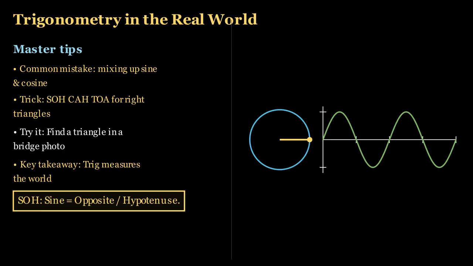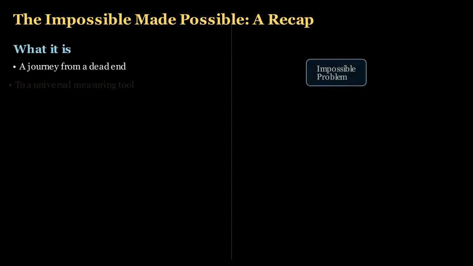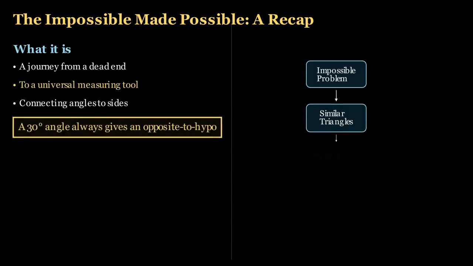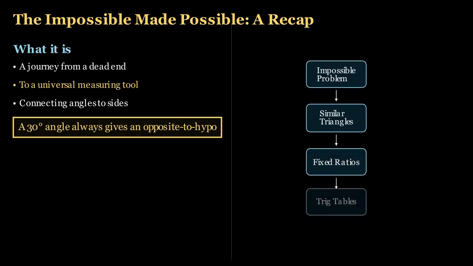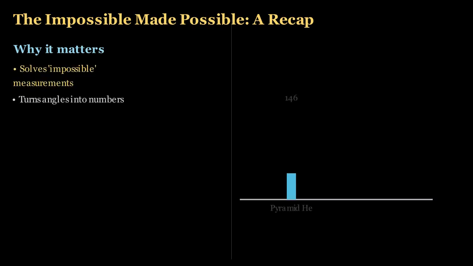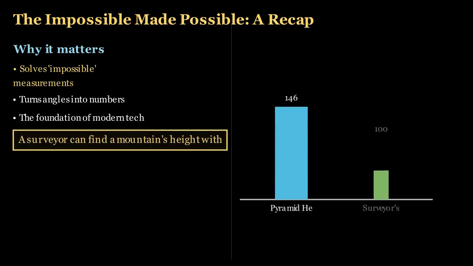Today, we started with an impossible measurement, the height of the Great Pyramid using only a stick and its shadow. We turned that dead end into a superpower by discovering that for any given angle, the ratio of sides in a right triangle is fixed. This matters because it answers the ancient question, how do you measure something too tall to climb? By turning an angle into a number, we can calculate any height or distance. This simple trick is the invisible foundation behind GPS, video games.